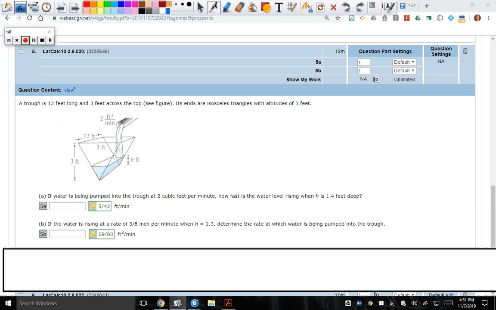Okay, so let's look at number 5 from the homework. It's a trough problem. And what you see here is a triangular prism that has a base of a triangle, and then it has some depth to it. So it has this three-dimensional piece to it. Okay? And to make it 3D, let's put that there. So it's a triangular prism.